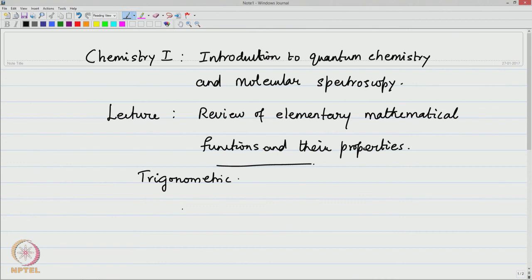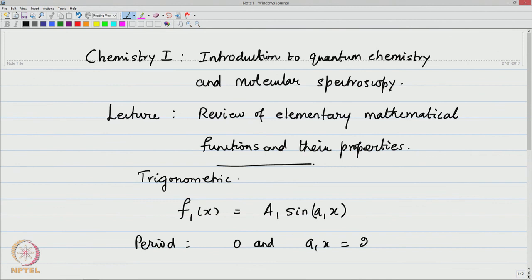Namely, let us start with f1 of x is a constant a1 times sine of another constant a1 times x. This is periodic, and the period is between 0 and a1 x equal to 2 pi, or x is equal to 2 pi by a1. That is the value.